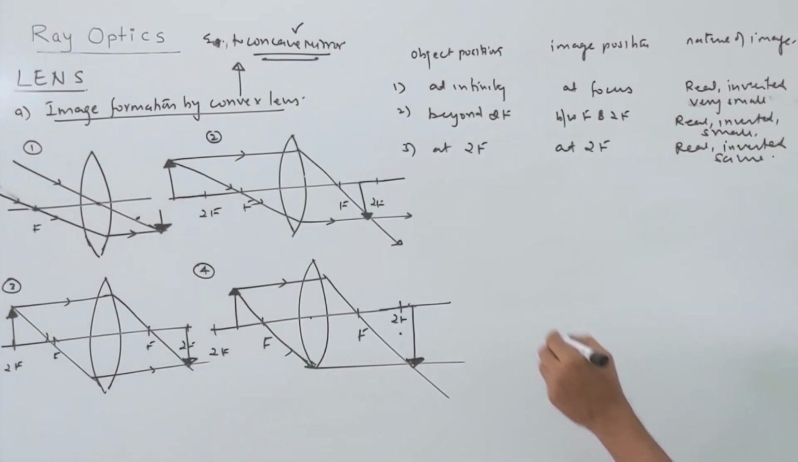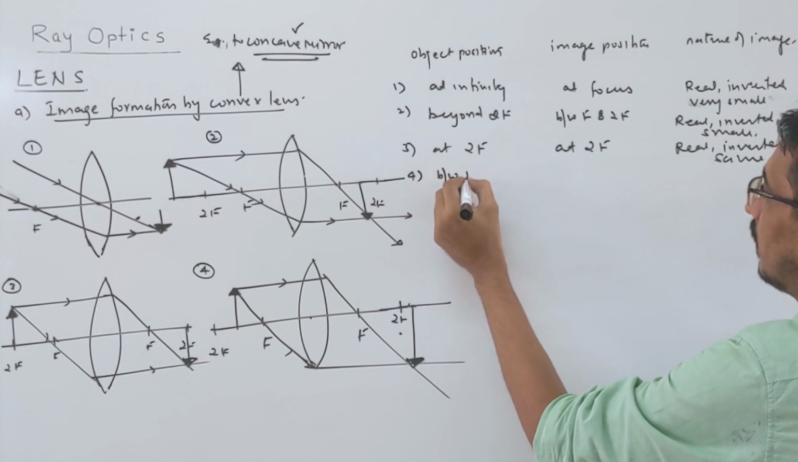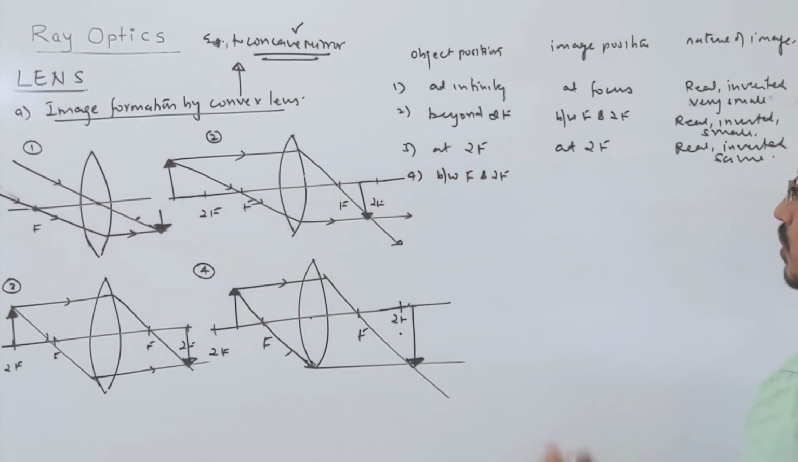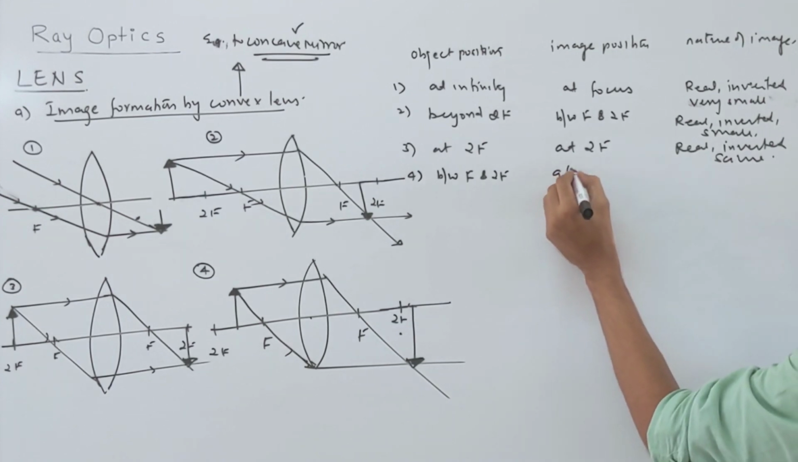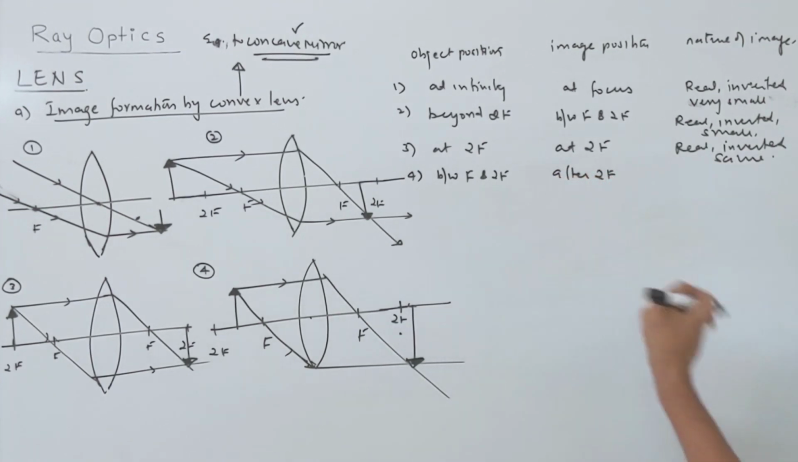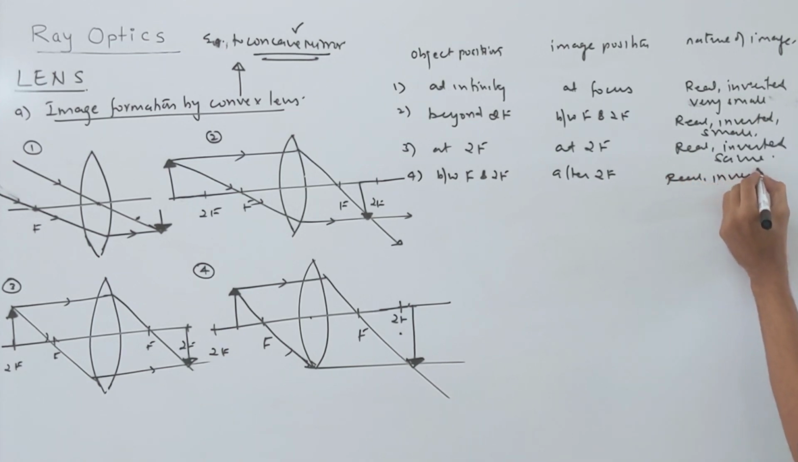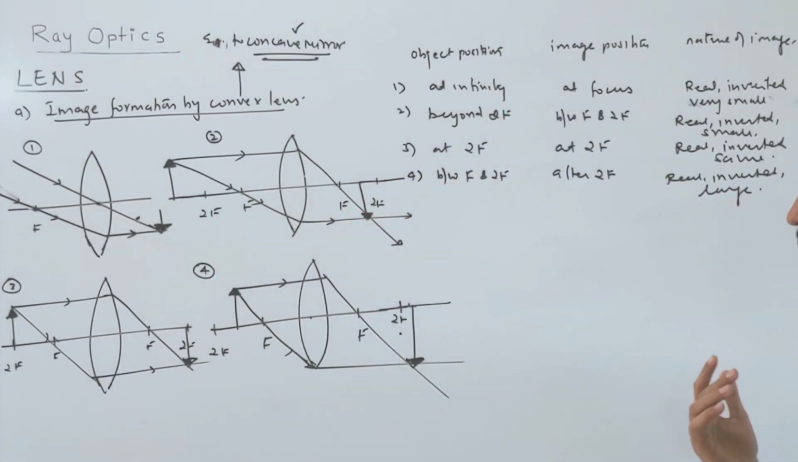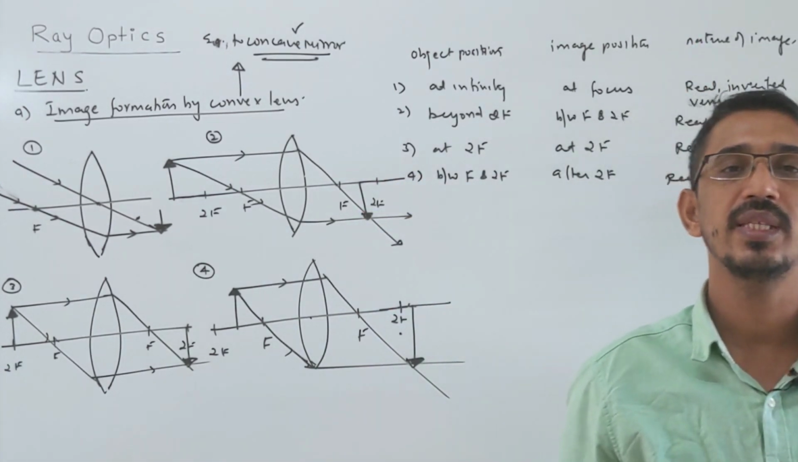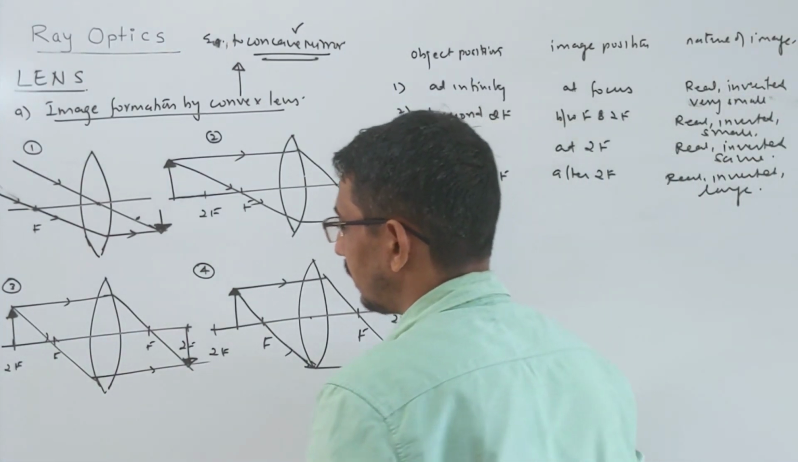Okay, so what is the answer? Case number 4, you are talking between f and 2f. Here is your object placed, the image is formed beyond 2f. The image is real, inverted and large, correct? The size is increasing. The object you are bringing close and close, the image going away and away, and the size is also increasing. Okay, let's talk about the next case.